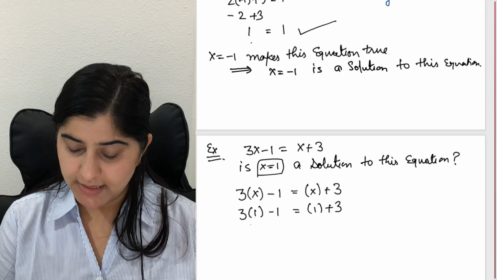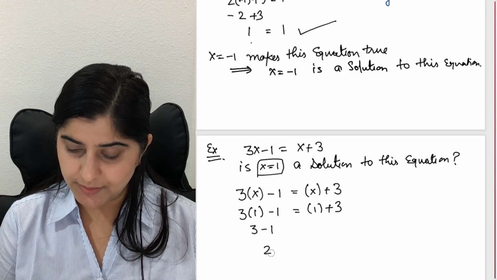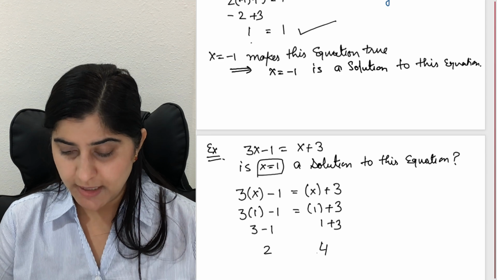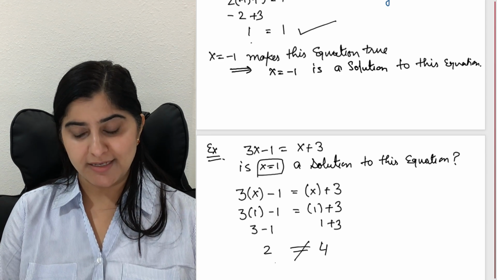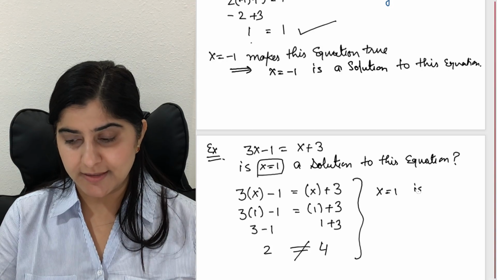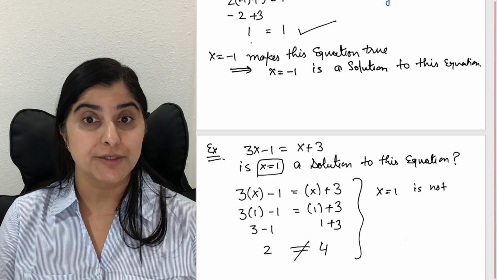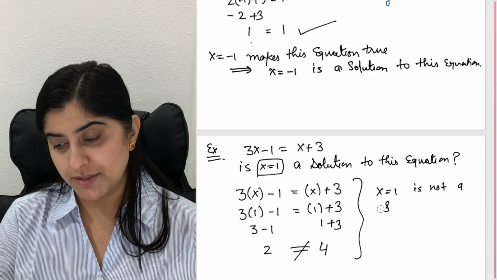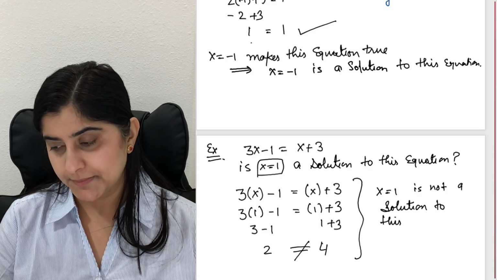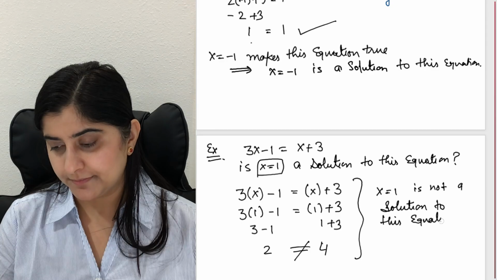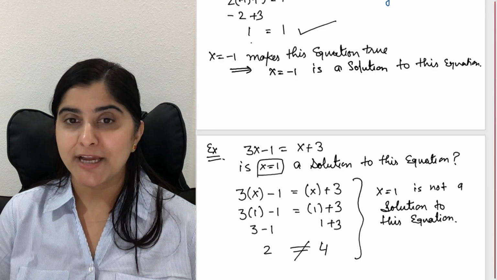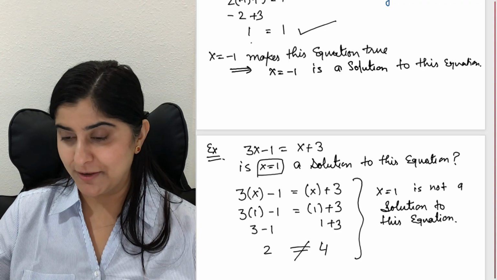So we get 3 times 1 is 3, minus 1 is 2, and the right side is 1 plus 3 is equal to 4. So the left hand side is not equal to the right hand side. So we can say that x equal to 1 is not making our equation true, so it is not a solution to this equation. Clear? Okay, so this is how we can check if any x value is a solution or not.